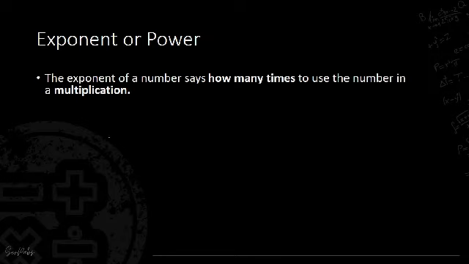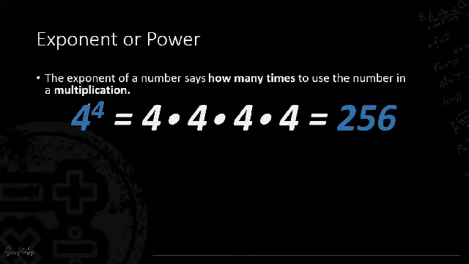Okay, exponent is also known as power. The exponent of a number says how many times to use the number in multiplication. That is the number of times that a number will be multiplied to itself. So that is the definition of exponent. Example, we have 4 to the 4th power.